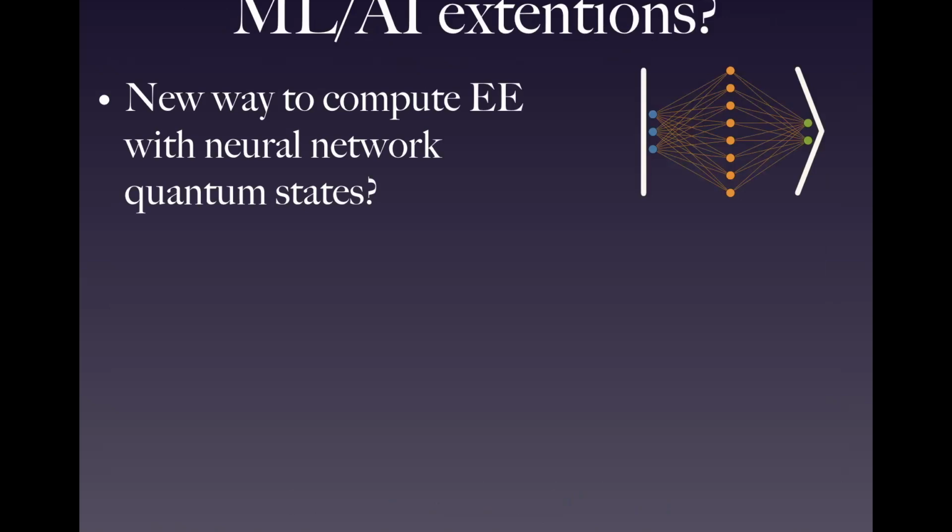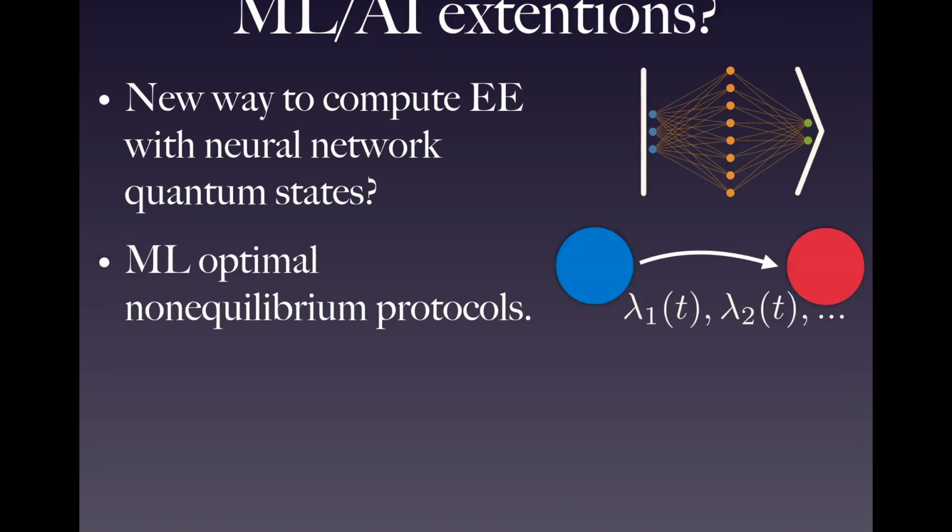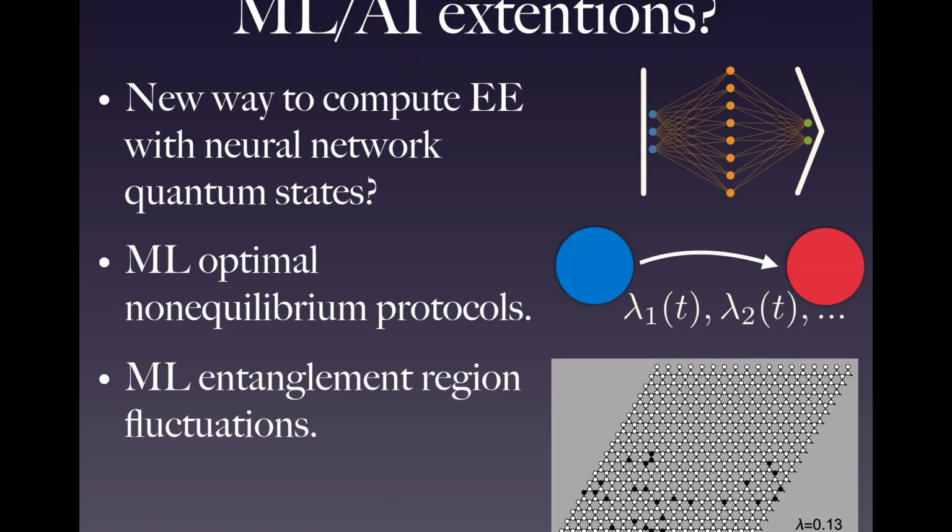The ML extensions may be another way of computing entanglement entropy for neural network quantum states, potentially. Also, optimizing these non-equilibrium protocols, you could put different chemical potentials on different sites. And finally, maybe doing some image classification on these fluctuating regions, and maybe using it to diagnose topological phases, things like that. So that's all I have. Thank you.